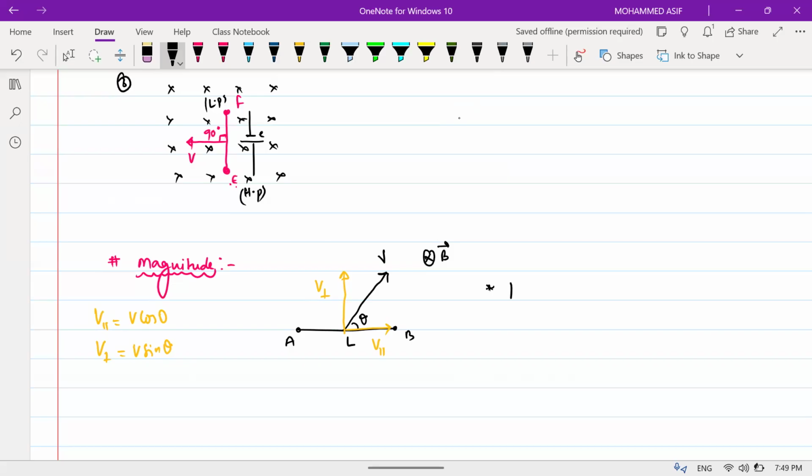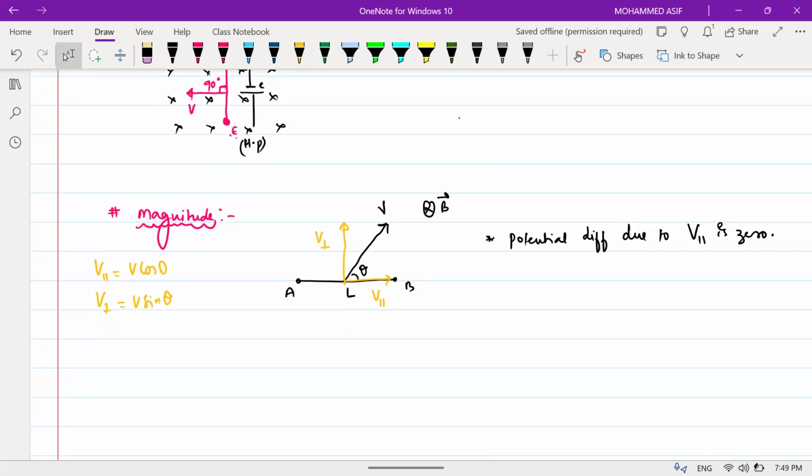Remember here, the potential difference due to V parallel is zero. What does that mean? If the rod is moving in the direction of the magnetic field, like the V parallel component, V cos theta, what is the potential change? Change in potential will be equal to zero. Am I clear? So how do you calculate the potential difference? Potential difference is always equal to BVL sin theta.